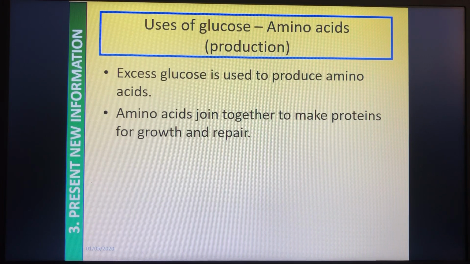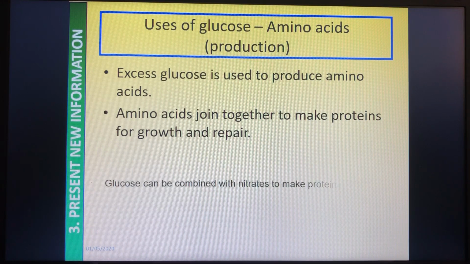We can't just say glucose is used for growth in a plant, okay? Glucose is used to make amino acids. Amino acids then join together, and then they are used for growth, okay?